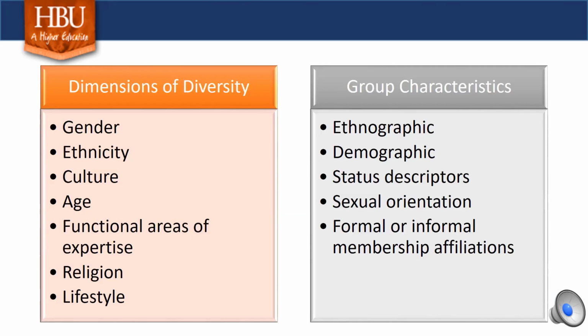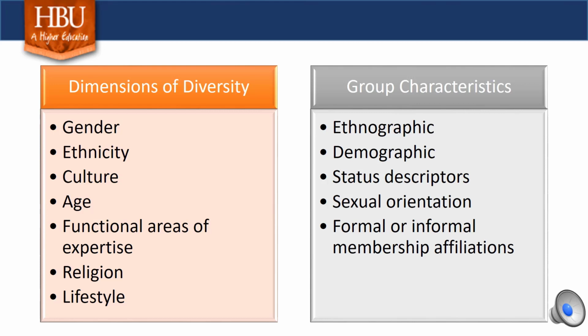Let's discuss some dimensions or characteristics of diversity. Those dimensions are listed on our left-hand side and include such things as gender, ethnicity, culture, religion, and lifestyle. Group characteristics are considered on our right-hand column. They include ethnographic descriptors. Those are such things as nationality, religion, and language. We have demographic descriptors. Those encompass our age, gender, and place of residence.